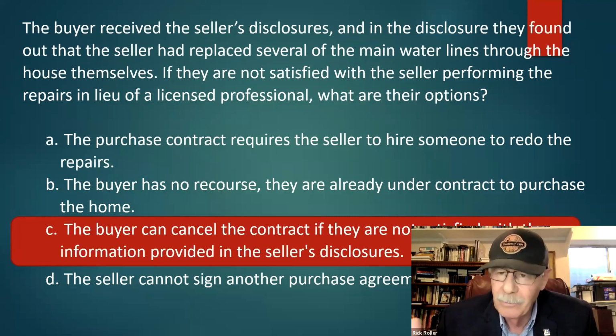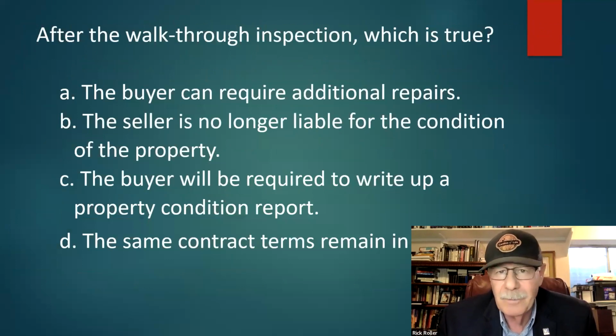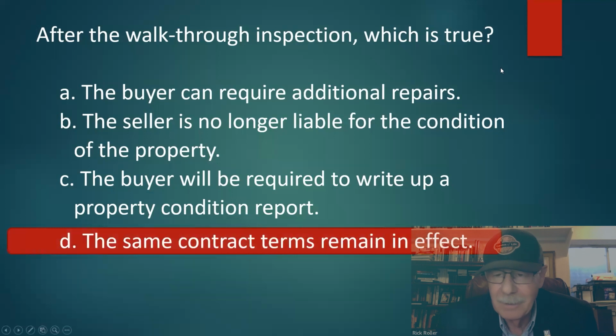We're talking about this walkthrough inspection, but after the walkthrough inspection, which is true? A, the buyer can require additional repairs. They can come back and say, here's some things I can't live with. You've got to fix this, or I'm not buying the house. B, the seller no longer is liable for the condition of the property after a walkthrough. No, I mean, it's still their house, guys. C, a buyer will be required to write up a property condition report. But after the walkthrough, the correct answer to this one is D: the same contract terms remain in effect.